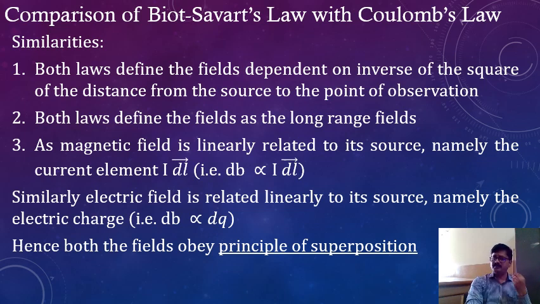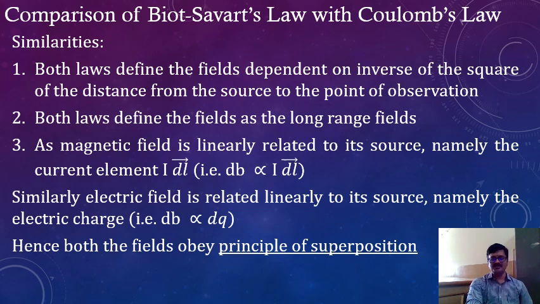Inverse of the square of the distance between the source and the reference point. Okay, that is what we are writing here. And the second similarity is what? Both the laws define fields as long range fields. And the third one: both the fields, electric and magnetic, are respectively directly proportional to the magnitude of their sources. So due to that reason, they obey the superposition principle. This is what we can understand regarding the similarities.